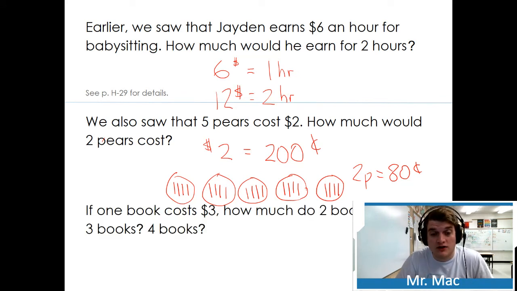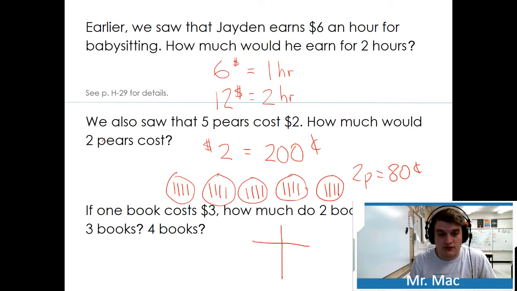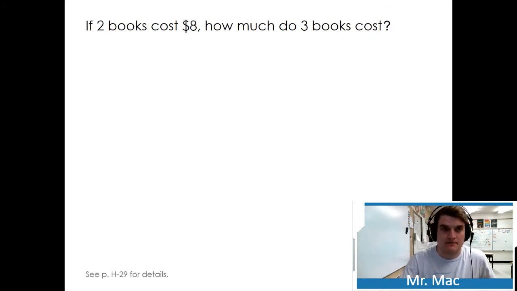If one book costs $3, how much would two books cost? 3 books or 4 books? Now, this is where our T-tables become very useful. We have a book and we have dollars. So if one book costs $3, two books would be double that, $6. 3 books would be $9 because we are going up by $3. And you can find the answer for 4 books.